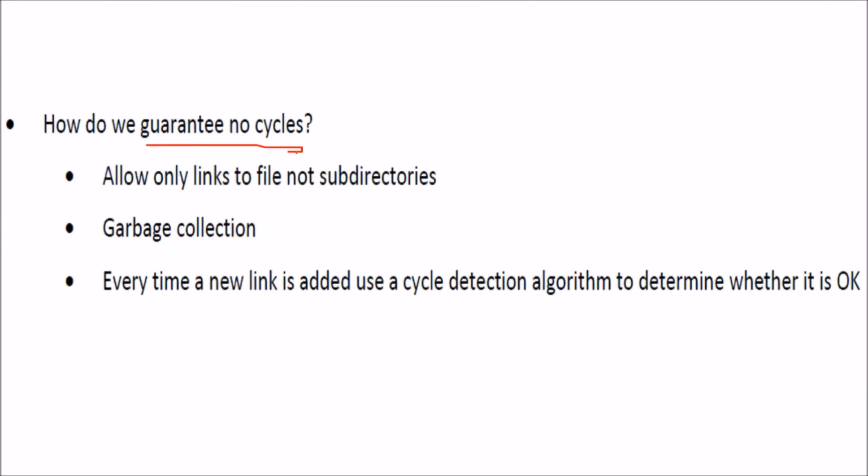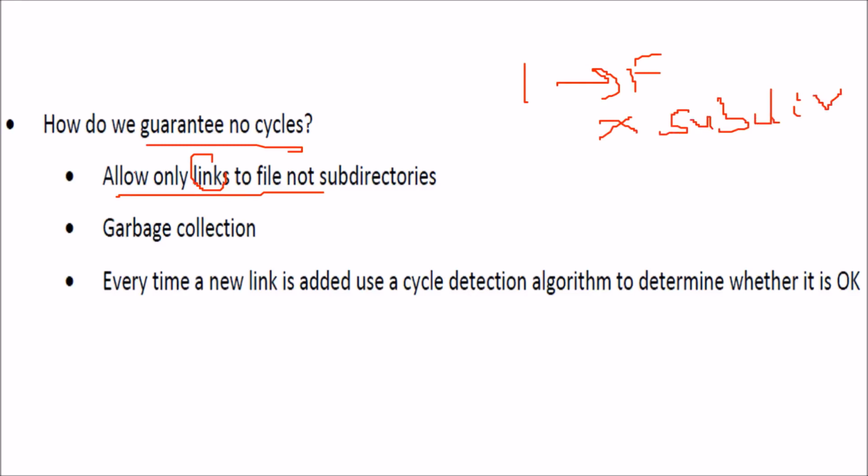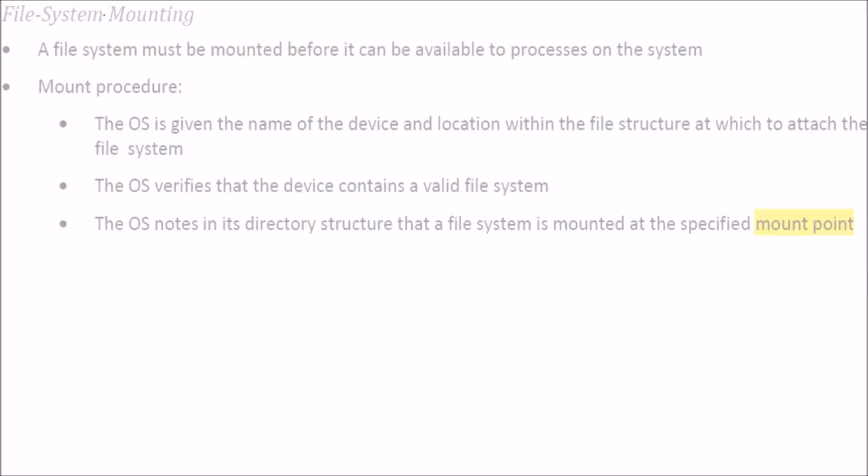So how can we guarantee no cycles? We just allow only links to files, not subdirectories. Only links to files, not subdirectories. Okay, and there can be garbage collection, and every time a new link is added, we use a cycle detection algorithm to determine whether it is okay or not. This is how we guarantee it.